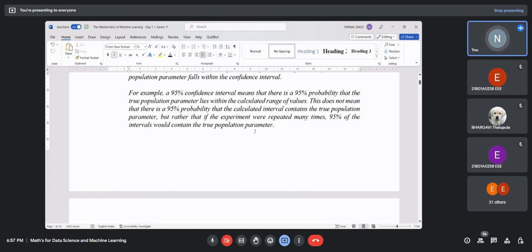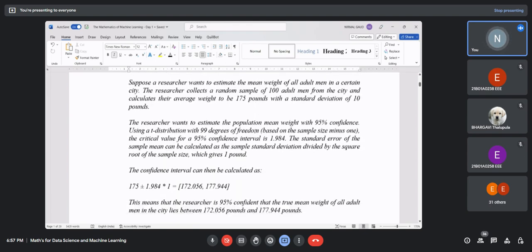For demonstration purposes, I have an example for you. Let us suppose there is a researcher who wants to estimate the mean weight of all adult men in a certain city. The researcher collects the data of 100 adult men, 100 people, and calculates the weight of all 100 men. The mean comes to about 175 pounds, for example, with a standard deviation of 10 pounds.